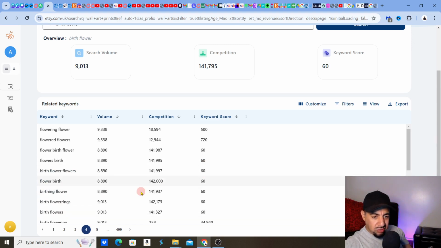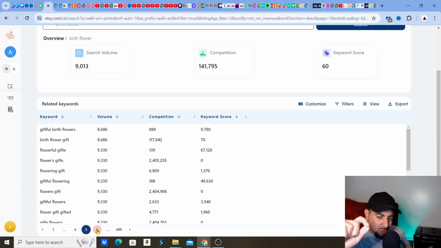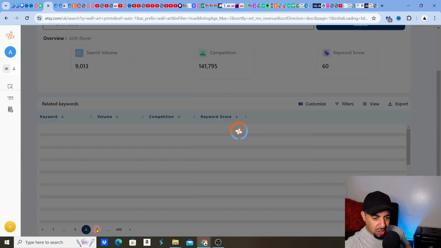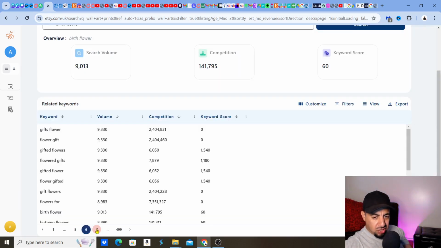All of these are potential keywords that people would be typing in. And the keyword scores are very decent, by the way. Obviously, the higher the better. And I think the more specific you get, you will start getting some even better keyword scores. Look at that. Birth flower gift, because obviously it would be a gift to create this wall art. Birth flower wall art, 70, right? And there's so many more that I think you can find if you sift through, right? And there's so much potential.